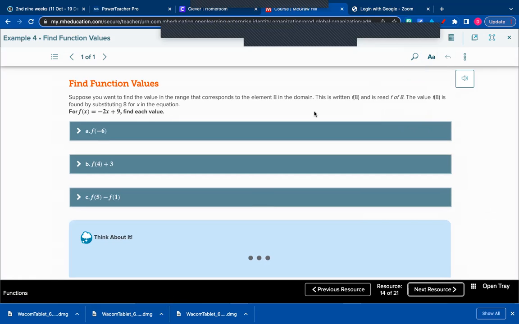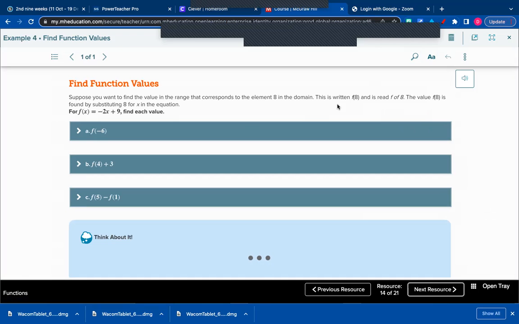Let's see if we can find some function values. Suppose you want to find the value in the range that corresponds to the element 8 in the domain. So we know there's an element 8 in our domain. We want to know, what's the one that it matches up to in the range? If my x is 8, what's my y value?